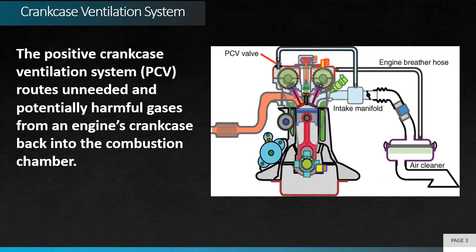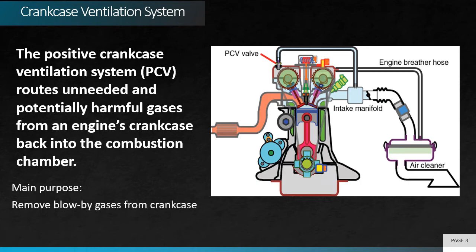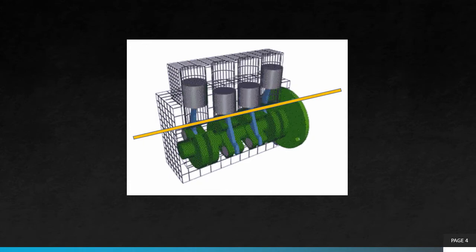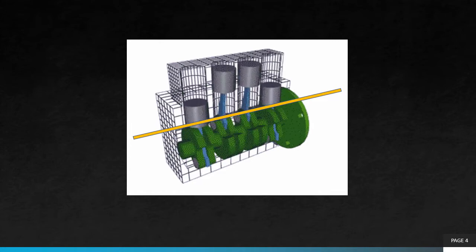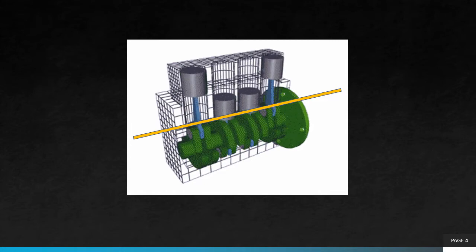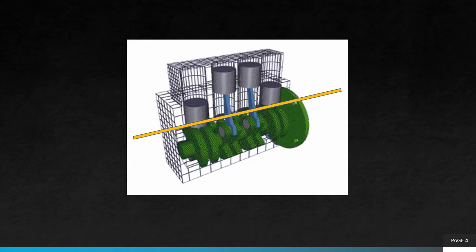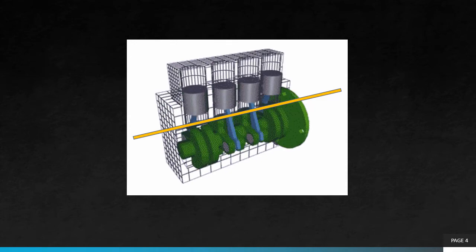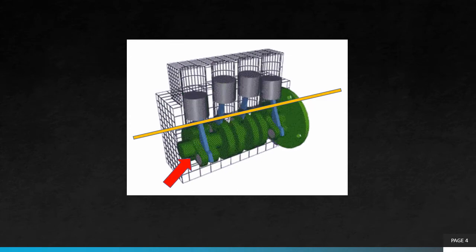The main purpose of our positive crankcase ventilation system is first to remove the blow-by gases from the crankcase and prevent the build-up of pressure in our crankcase. Class, as we know, the movement of the piston inside the engine is a reciprocating motion that is connected to the crankshaft, whose final motion is a rotating motion.